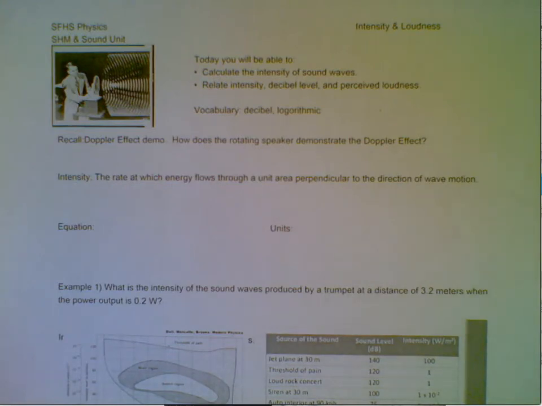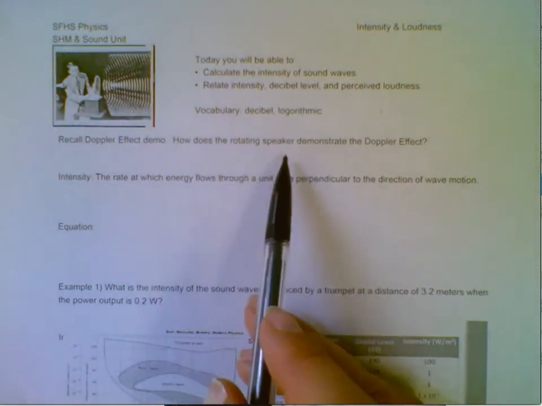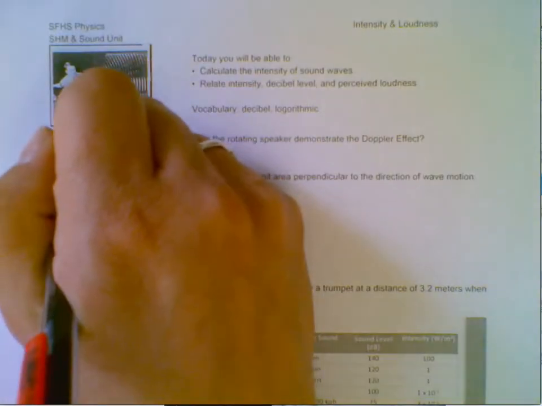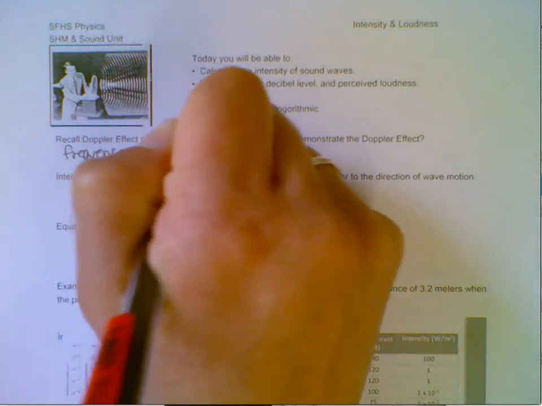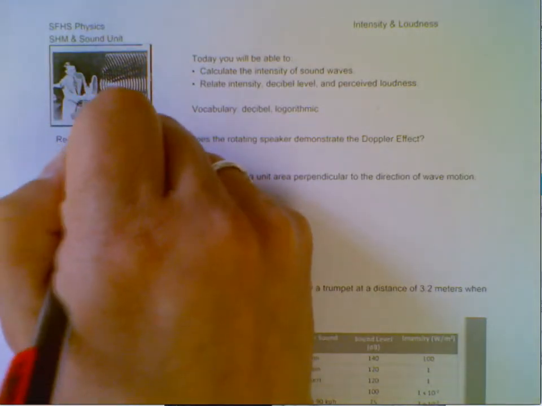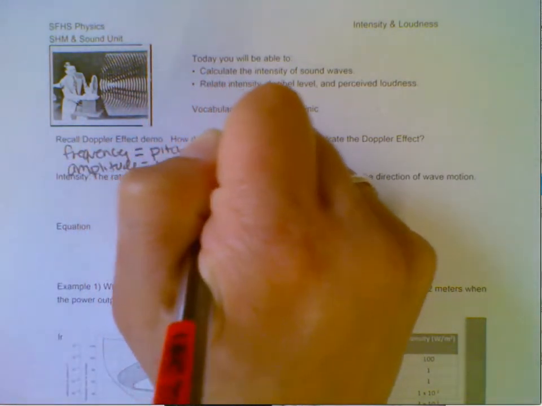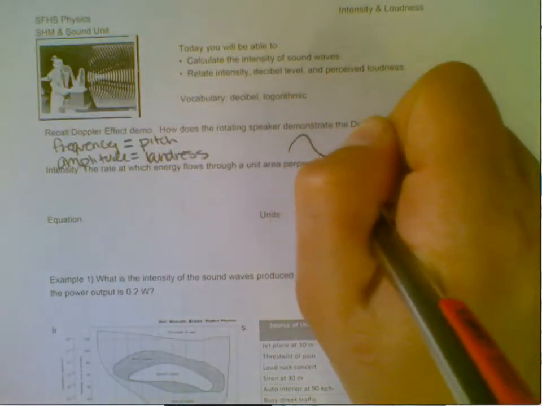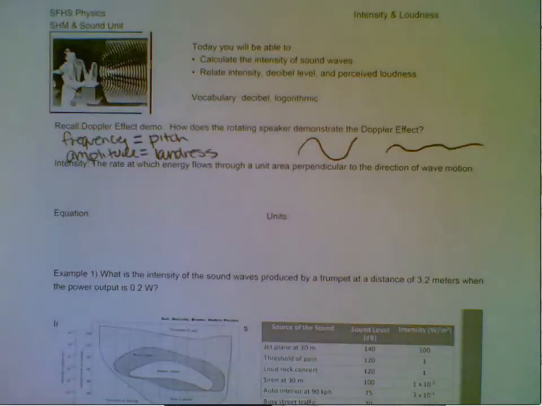We're talking about the sound level, okay? The thing I want you to remember is the Doppler effect's fine to remember, but I want you to really remember that frequency corresponds to pitch, and amplitude corresponds to loudness. When we're talking about sounds being louder, we're talking about the wave actually having a bigger amplitude, versus if it's a quieter sound, then the wave would have a smaller amplitude. Okay.